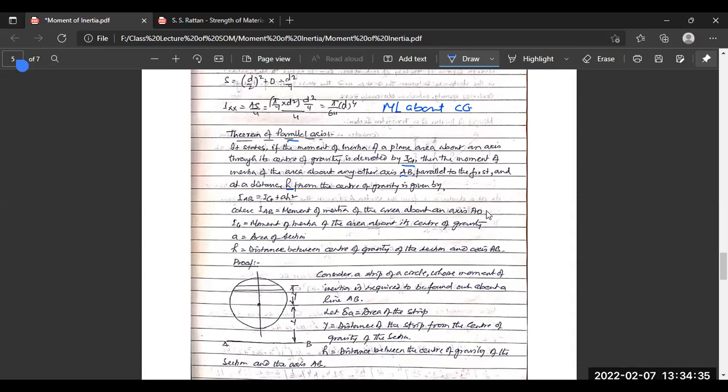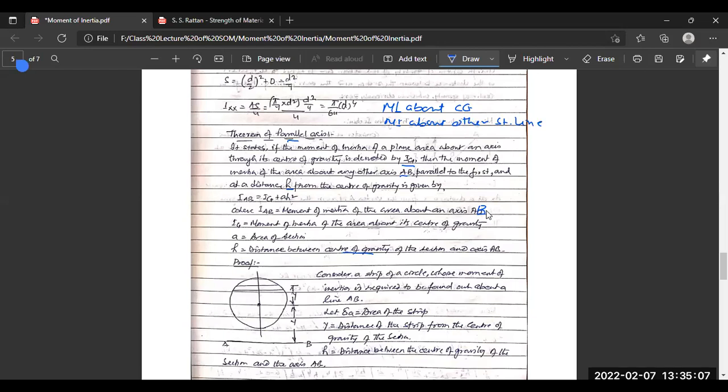So IB is the moment of inertia of the area about an axis AB, and IG is the moment of inertia about the center of gravity, and A is the area of the section, H is the distance between the center of gravity of the section and the axis AB. So first of all, you have to know the moment of inertia about CG, then you have to calculate the moment of inertia about any other axis, any other straight line.